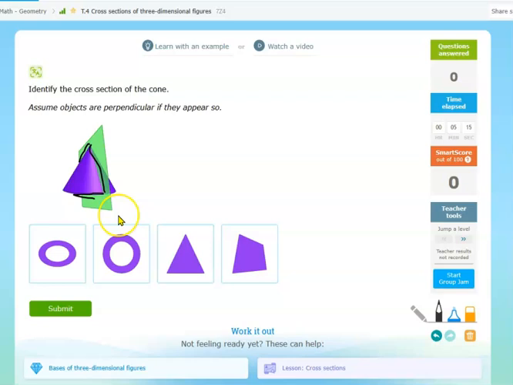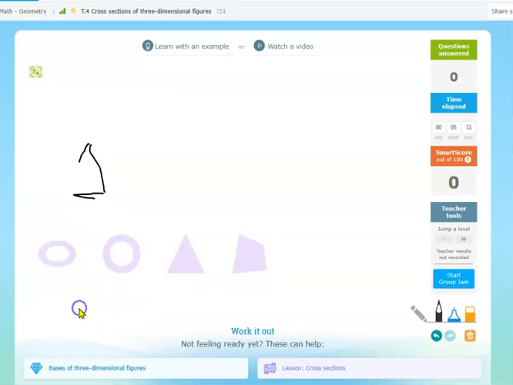down vertically. So what is that going to look like? It's going to look like a triangle. If you take a cone and cut it vertically and open it up, you're going to be looking at two faces of the inside of that cone that look like a triangle.